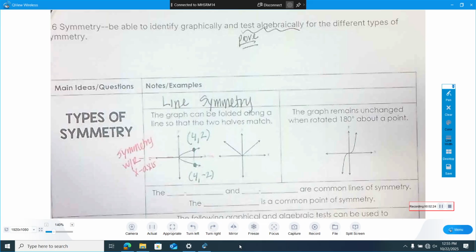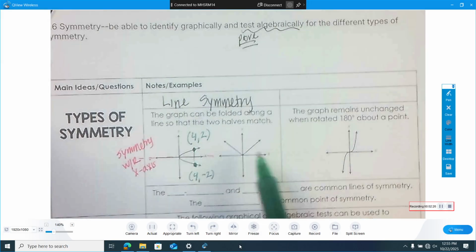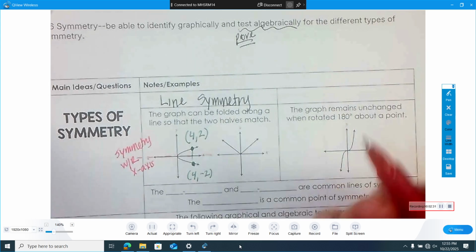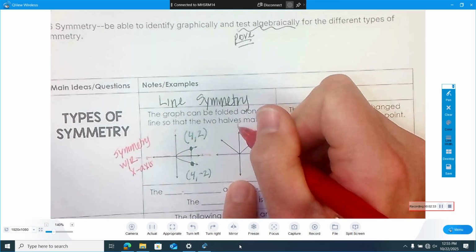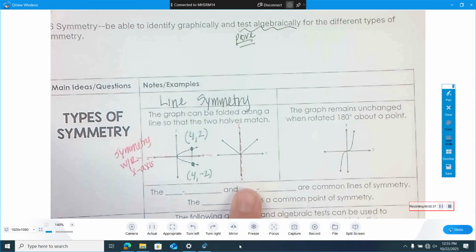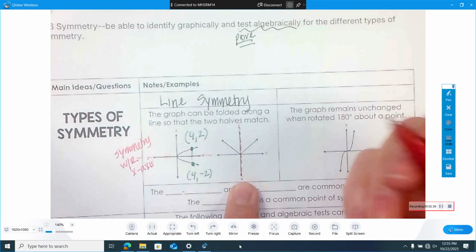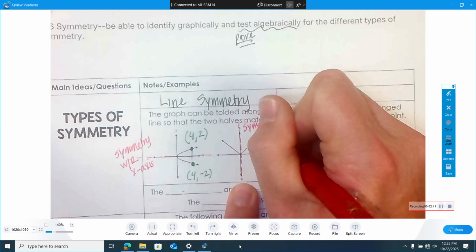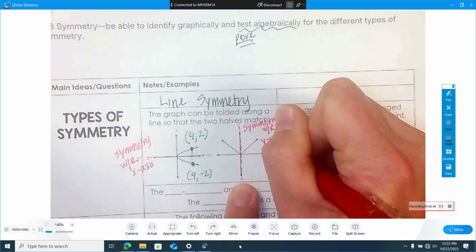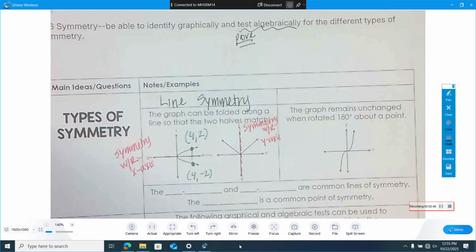All right? Now, the second picture here, what would we fold along? The y-axis. Yeah, if we were to fold this, it would fold and line up on itself if we folded it along the y-axis. So we call this symmetry with respect to the y-axis, okay?